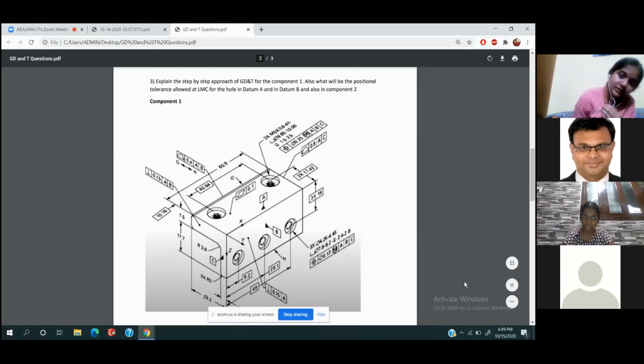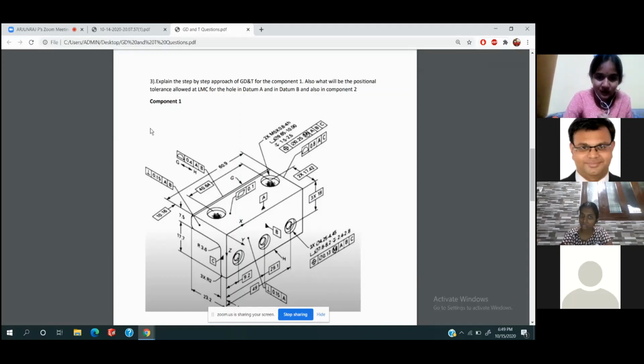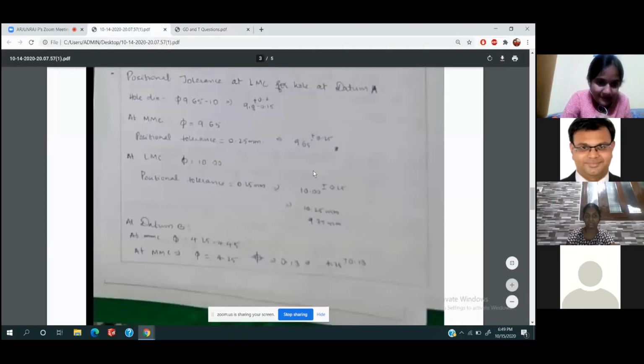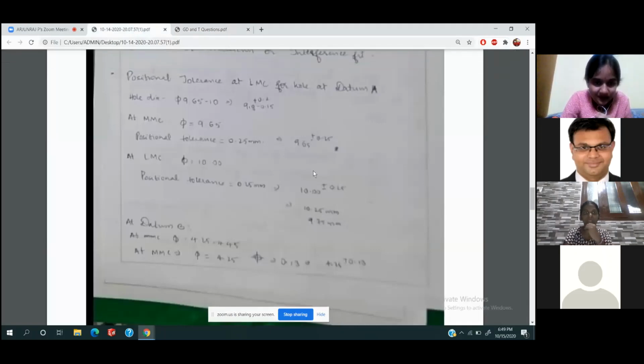Sir, actually, I think when we have holes at maximum metal condition, there's also going to be the possibility of a bonus tolerance. Okay, so now I got the value. Show the answer. Yes, sir. Okay, I'm clear with the question. Now show me the answer at maximum material condition.